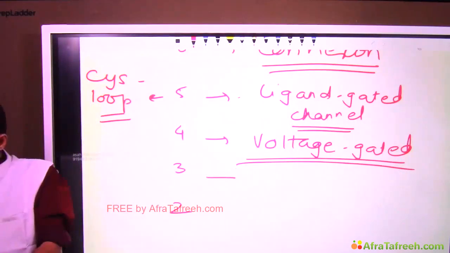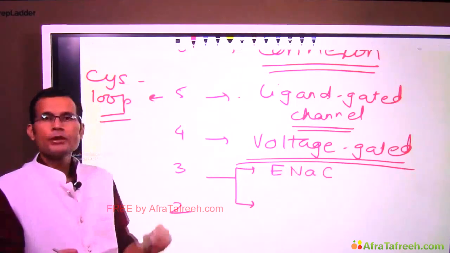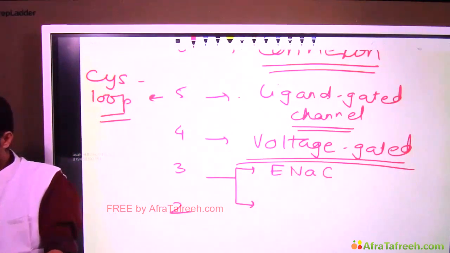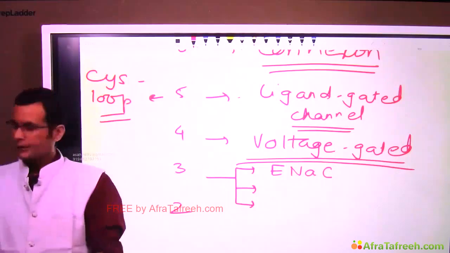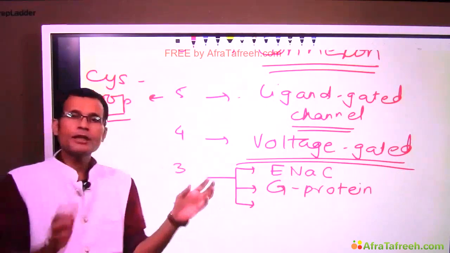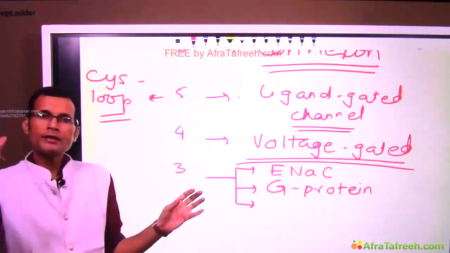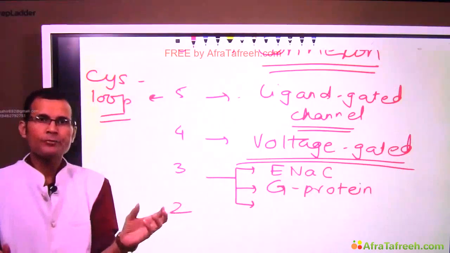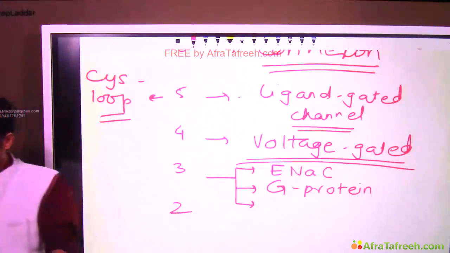3. Okay, ENaC, epithelial sodium channel, is a trimeric protein. It has got 3 subunits, alpha, beta, gamma. Then G protein. Look, there is a G protein coupled receptor. That receptor has 7 transmembrane segments, but G protein itself has 3 subunits, alpha, beta, gamma.